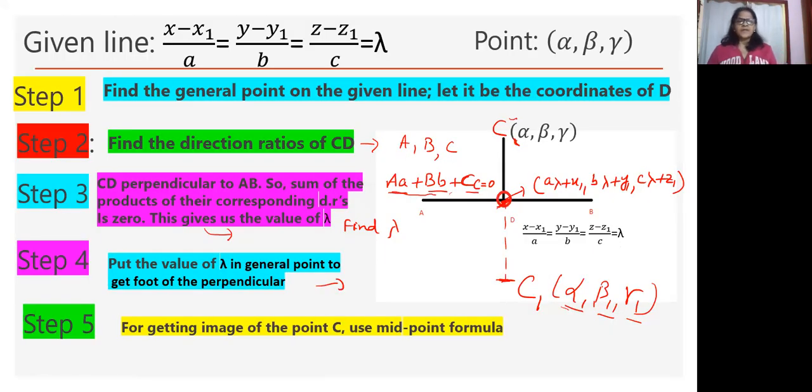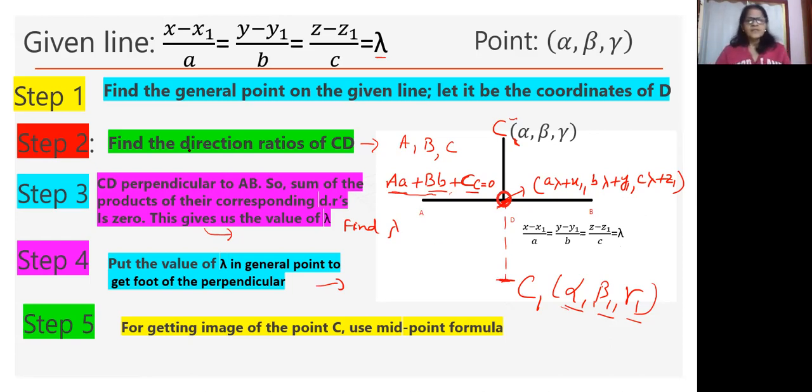These 5 steps are: we are given a line (x minus x1)/a equal to (y minus y1)/b equal to (z minus z1)/c equal to lambda. This is the equation of the line in space in Cartesian form, and as you know, lambda is any constant, any real number. We are given a point C (alpha, beta, gamma). We have to find the foot of the perpendicular from the point C on the given line AB, and also the image of the point.